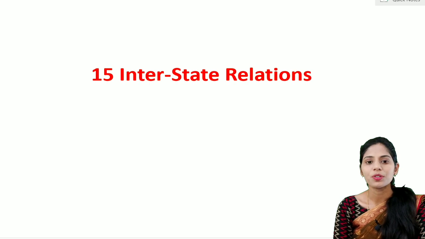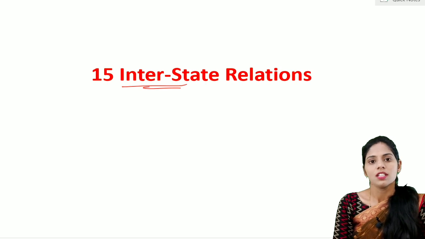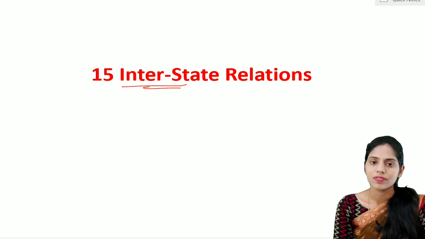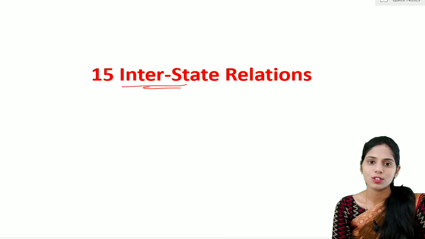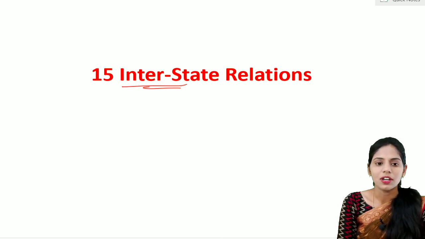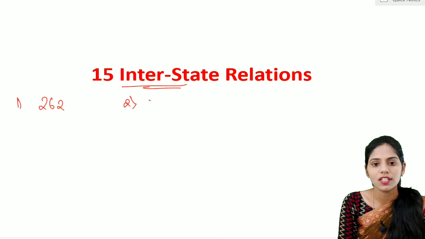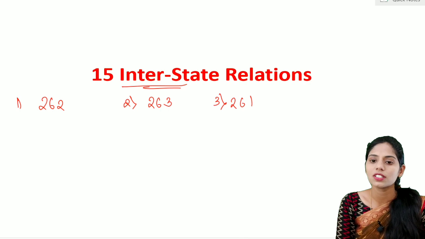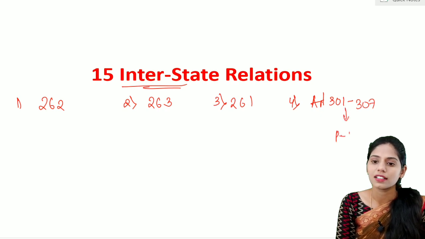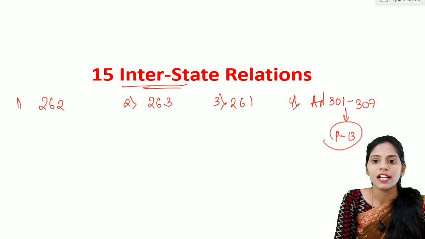Today in this lecture, we are going to see the next chapter of Laxmikanth, that is interstate relations. What are we going to discuss in this lecture? We are going to discuss mainly 5 subtopics. The first one is Article 262 of the Indian Constitution, the second one is Article 263, and the next one is Article 261 of the Indian Constitution, and we are going to see Articles 301 to 307, and this comes under Part 13 of the Indian Constitution. And later on we are also going to see the Zonal Councils.